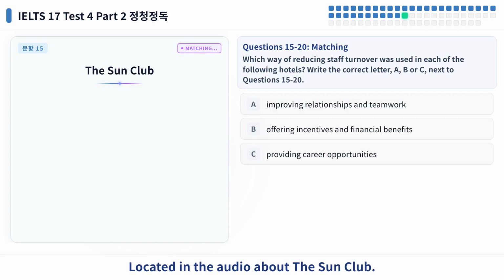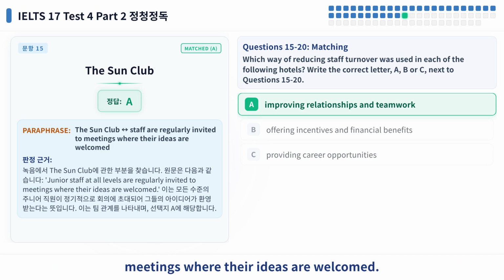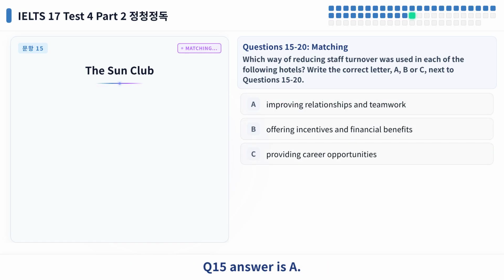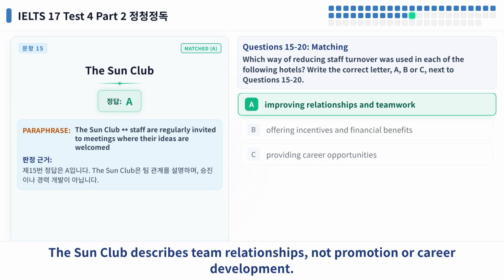Located in the audio about the Sun Club, the original text says, "junior staff at all levels are regularly invited to meetings where their ideas are welcomed." This shows team relationships, matching option A. Answer for Q15 is A. The Sun Club describes team relationships, not promotion or career development.